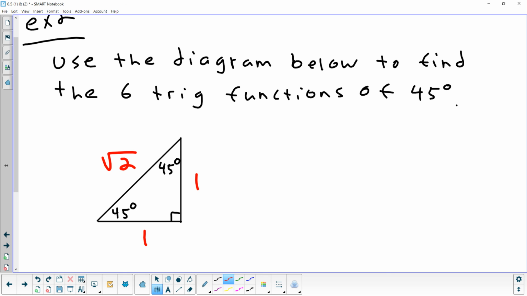And now from here, it's just like the last problem. The only difference this time is you weren't given any sides to start with. You had to figure out what you wanted your sides to be. Right. So let's do sine of 45. How about Abigail? Can you tell me what the sine of 45 is?